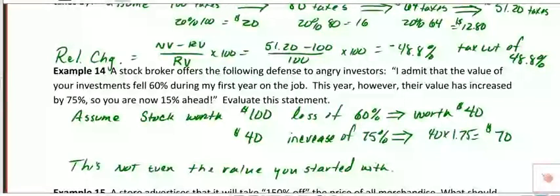So I'm assuming I have a stock that's worth $100 and that I had a loss of 60%. So if I lost 60% of that, then that means my stock is now worth $40. Well, if that amount, the $40 that it's worth now, has increased in value by 75%, I'd multiply by 1.75, and I'd end up with a stock value of $70. That's not even the value I started with. So again, this is another case of be careful of the reference value. Even though the percentages may seem that way, the values do not turn out to be that. So you're still at a loss.